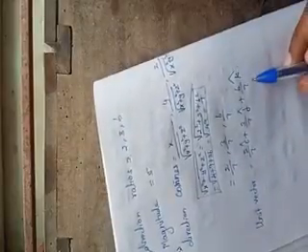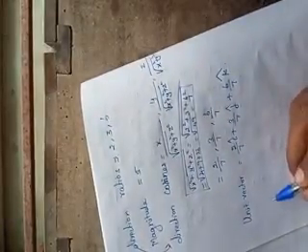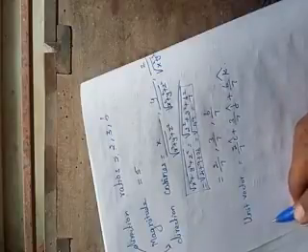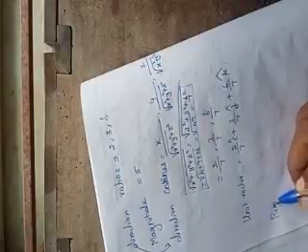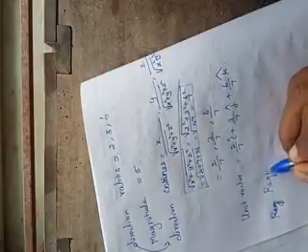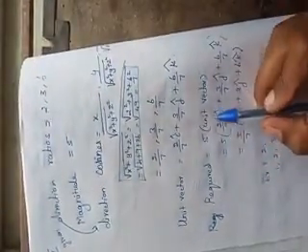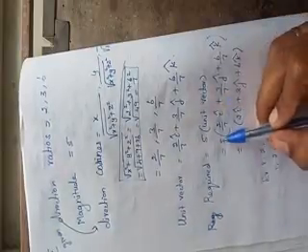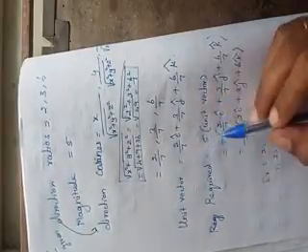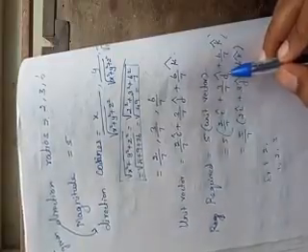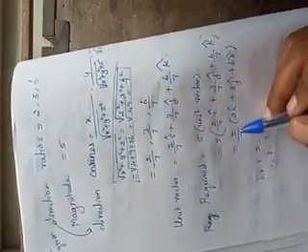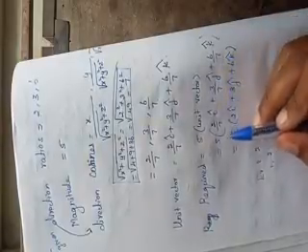Now the required vector. Because the magnitude is given, that is 5, the required vector is 5 into the unit vector. 5 into the unit vector is 2 by 7 i cap plus 3 by 7 j cap plus 6 by 7 k cap. Since the denominator is common, we can take it out: 5 by 7 into (2 i cap plus 3 j cap plus 6 k cap).